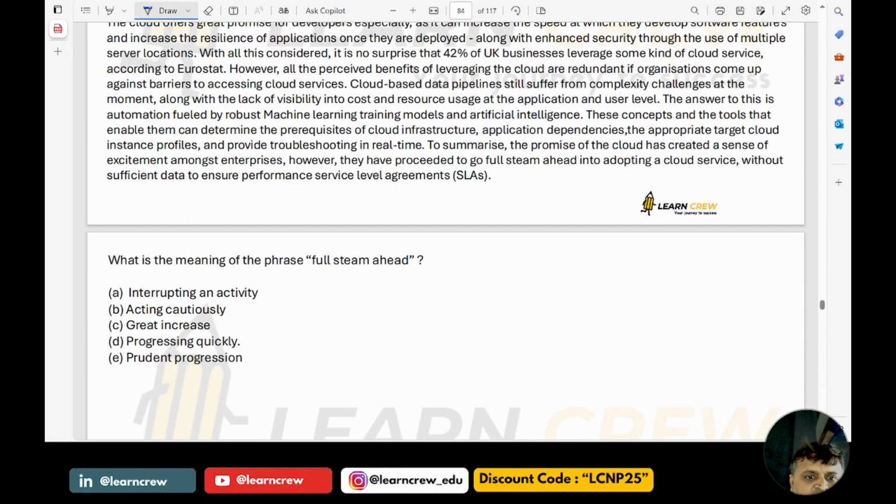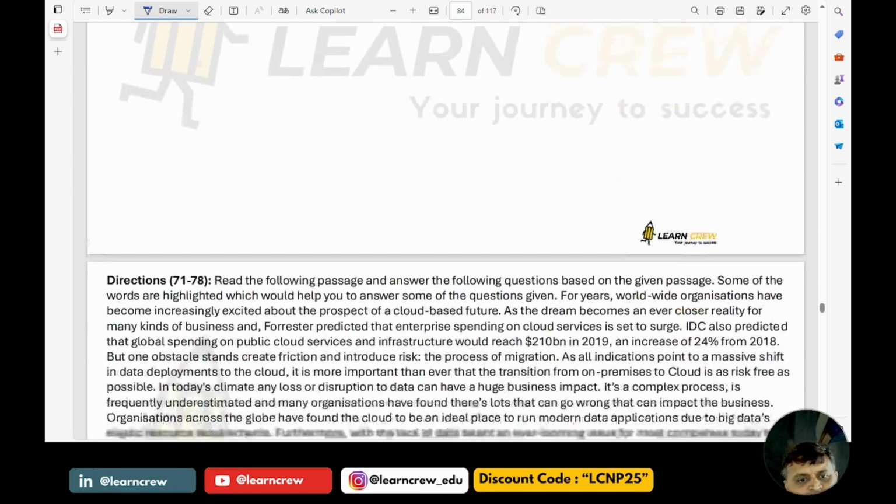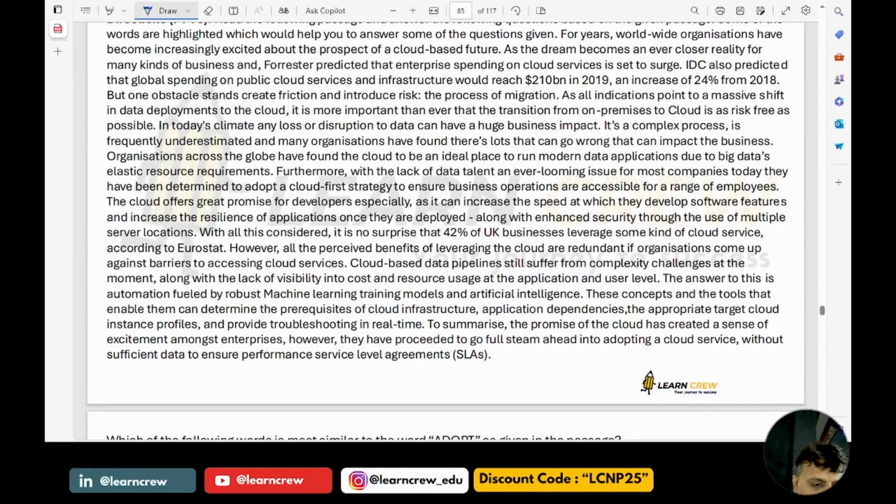What is the meaning of the phrase full steam ahead? If a plan or a project goes full steam ahead, it progresses quickly. So the option is D. Next.